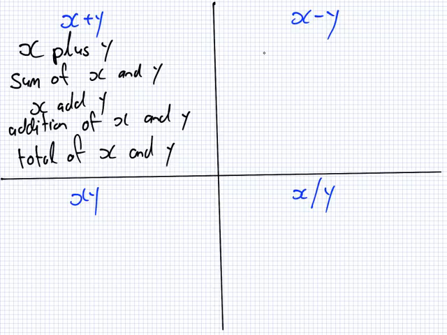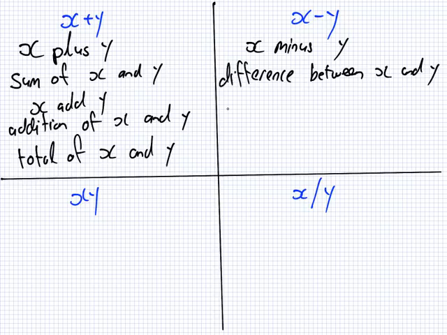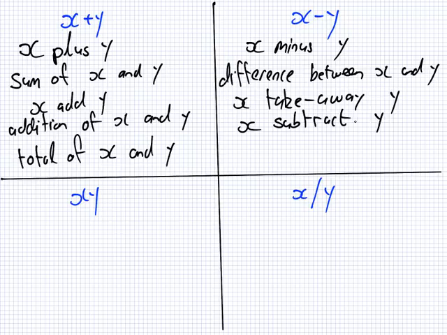Okay, what about this one? What are all the terms we have for this one? Well, there's x minus y. What else? Difference between, and take away. Difference between x and y. X take away y. X subtract y. And the last one, you'll like this one: y from x. You say it backwards.